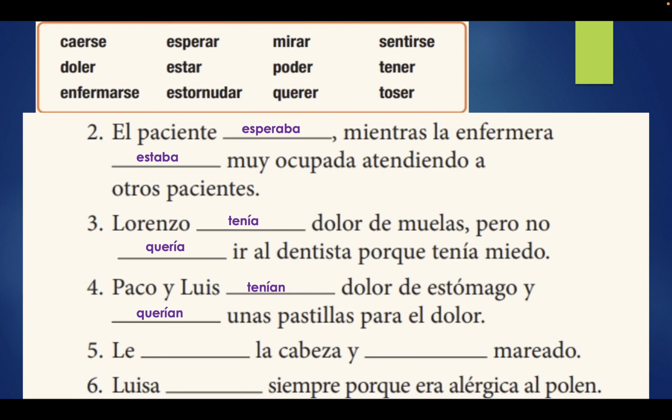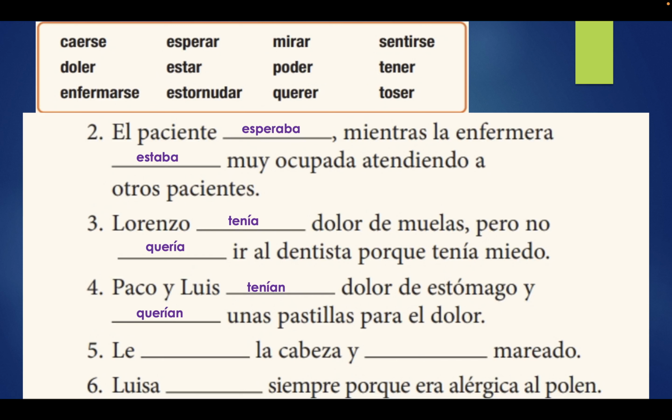Well, they blank some pills. It makes the most sense here to say they wanted some pills. Querían unas pastillas para el dolor. Now, if to take were a verb, that might be a better option, but it wasn't an option in their word bank. So they wanted some pills. Querían unas pastillas.